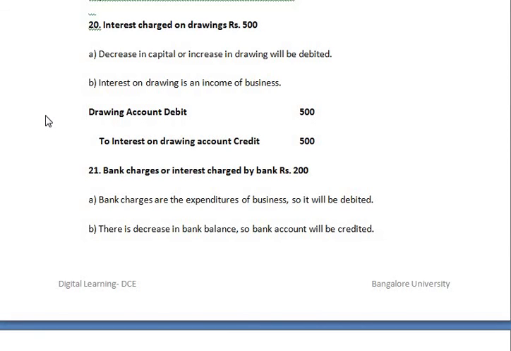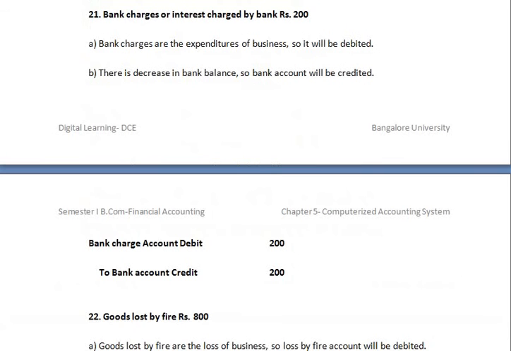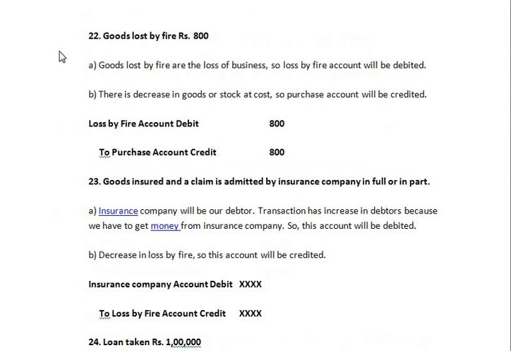Next, bank charges or interest charged by the bank, 200. So here bank charge account debit to bank account credit. Bank charge is an expenditure to the business, and therefore the bank balance is decreasing. So bank charge account to bank account credit.